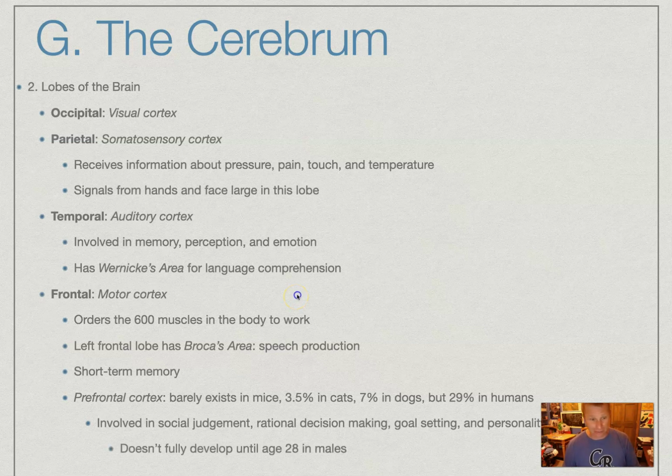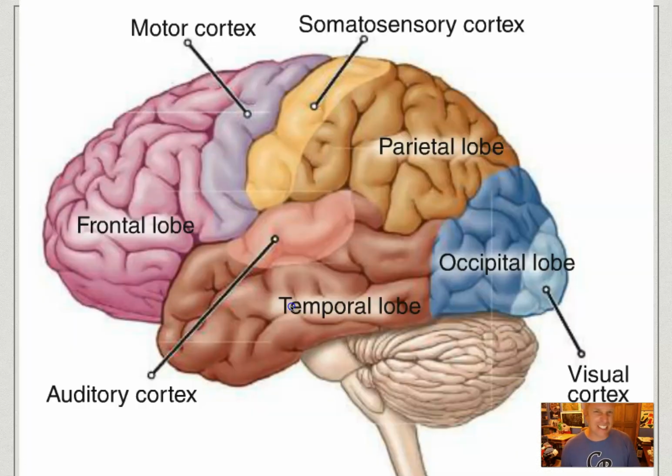There's the curious case of Phineas Gage. The prefrontal cortex doesn't fully develop till age 28 in males. Phineas Gage took a railway spike through his brain and changed his personality. There's a nasty video you can watch on the internet about it. Kind of remarkable. It's an anomaly. It's a nice case study.